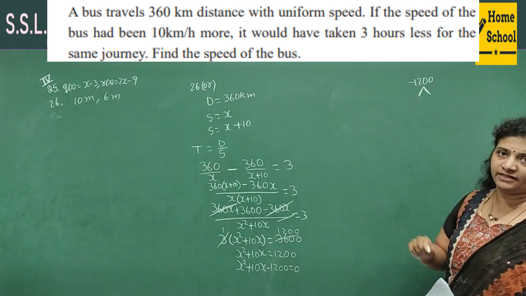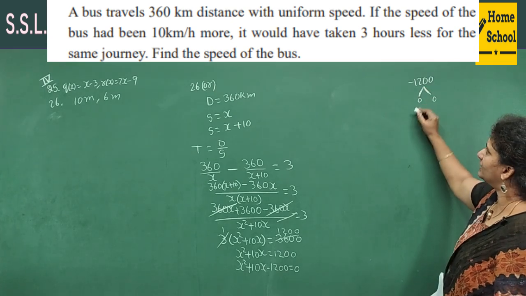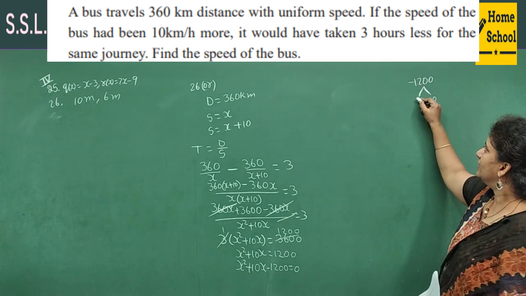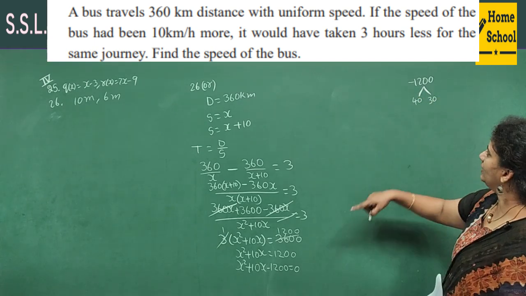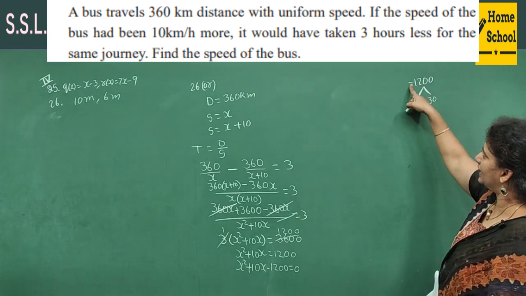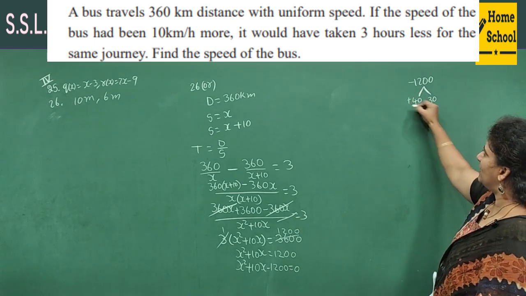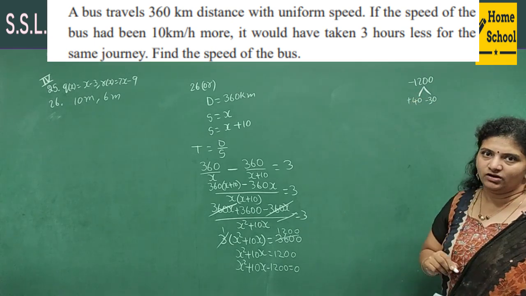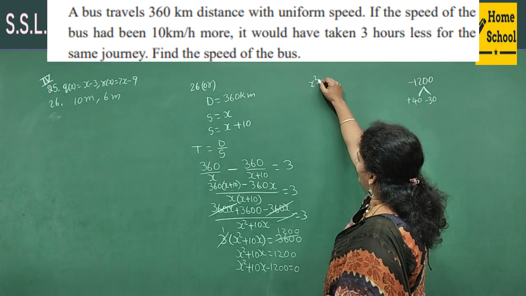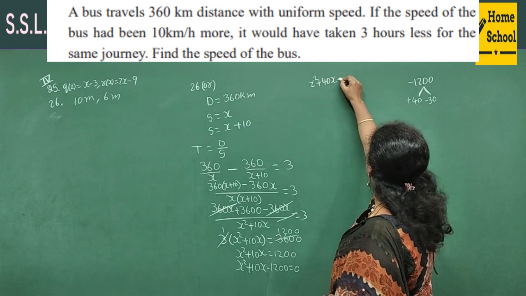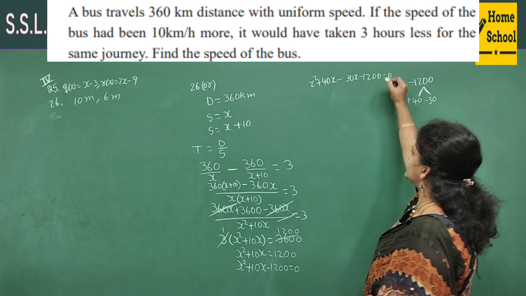What are the factors for this? 1200. Okay, 0, 0 you write here. For 12, what are the factors? 4, 3, right? That means 40, 30s are, let us check it out. Yes, you may get 10, but how? If you multiply, you should get negative. If you add or subtract, you should get positive value. That means plus 40 minus 30. 40 minus 30, it will be 10. So write here x square plus 40x minus 30x minus 1200 equal to 0.